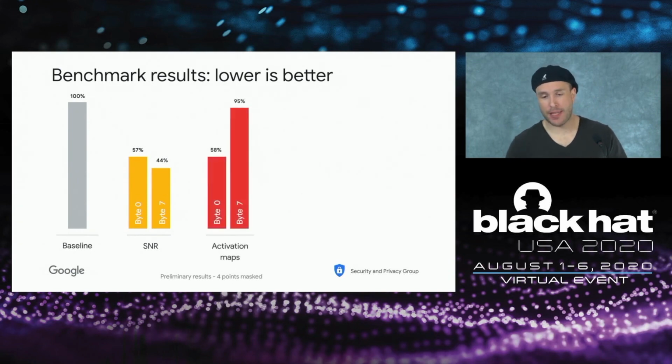Now, if we look at the activation map, that's where we start to be really sad. Actually, we were very sad. The activation map performed really worse than that.